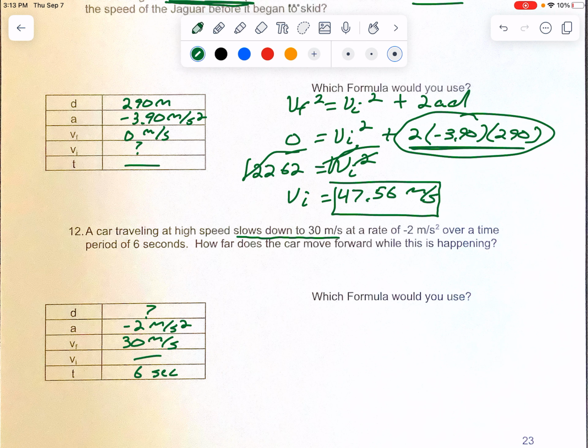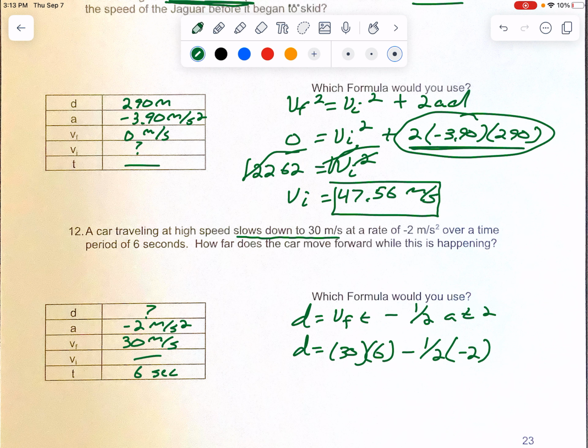So that means we did not care about VI. Okay, so what we're going to use is equation 4. So D equals VFT minus 1/2 AT squared. So D, we're going to leave it as D. VF is going to be 30 times your time, which is 6, minus 1/2. A is going to be negative 2. And then T is going to be 6, and that's squared.